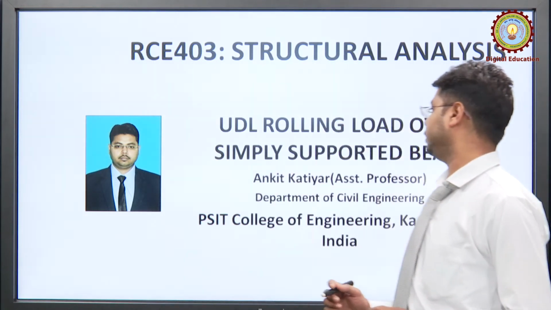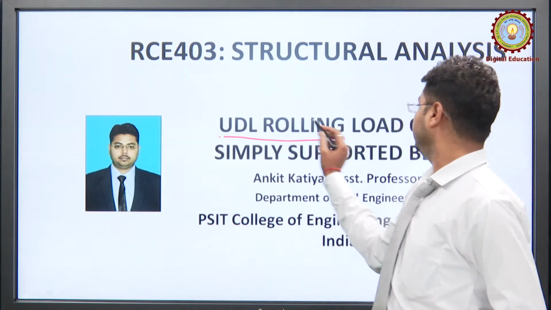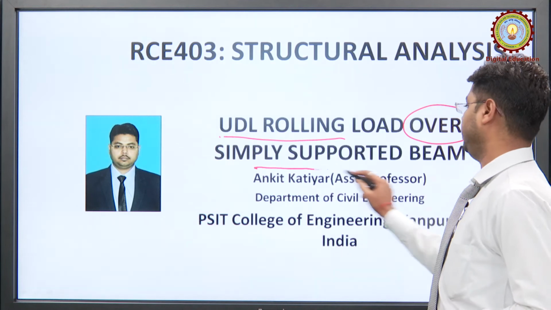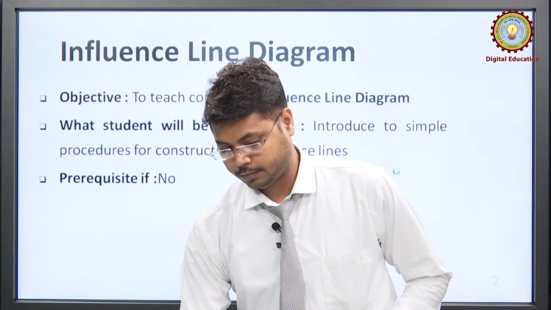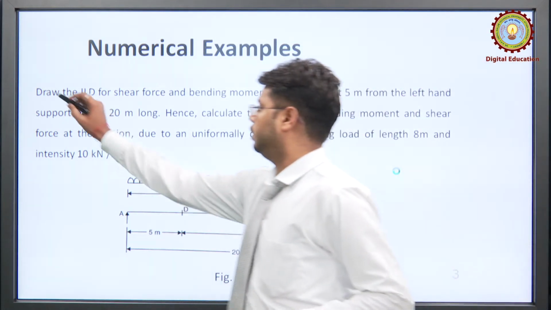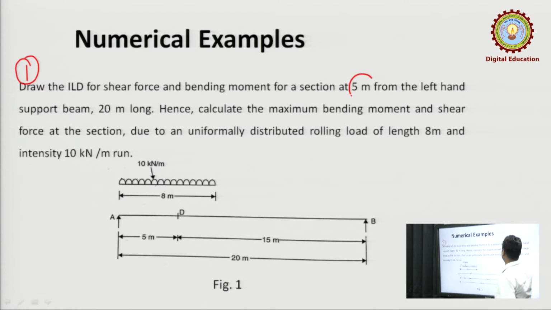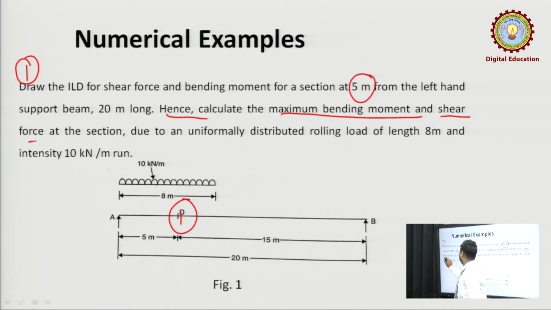We are going to discuss more examples on UDL, uniformly varying load over a simply supported beam. Here is one numerical given to you. The numerical says: draw the ILD for the shear force and bending moment for a section at 5 meter from the left hand support of the beam, and calculate the maximum bending moment and shear force at that section.